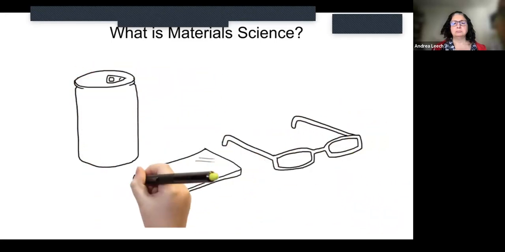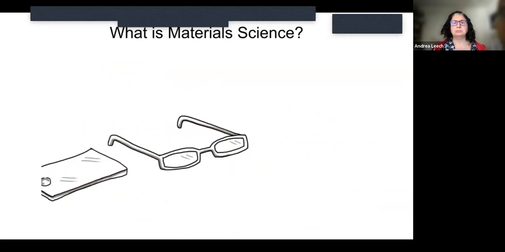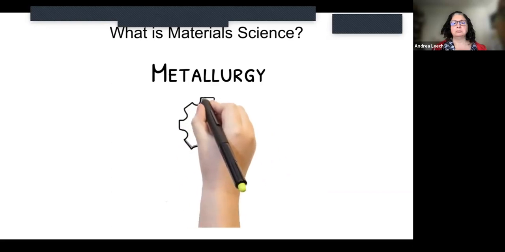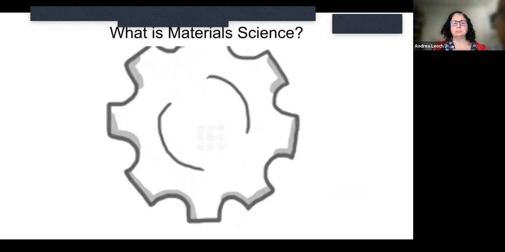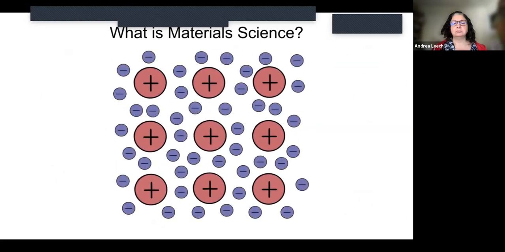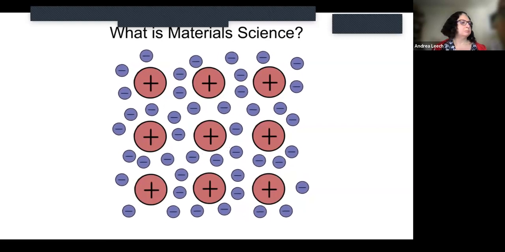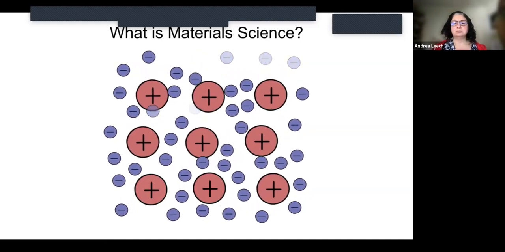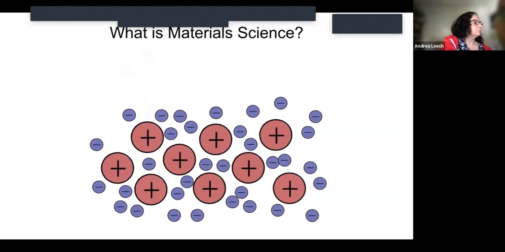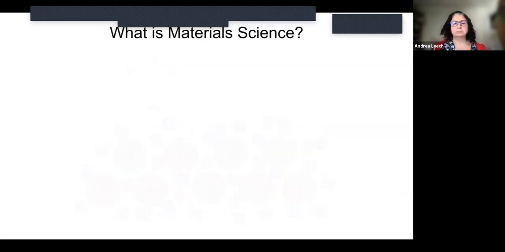It covers many areas, such as polymers, ceramics, corrosion, and metallurgy. For example, metallurgy is the study of metals which are formed by atoms arranged in a regular crystal lattice, joined together by a metallic bond. This type of bonding consists of a sea of free electrons which give rise to the metal's characteristic properties. By manipulating the structure of the metals and alloys, it is possible to improve their properties.